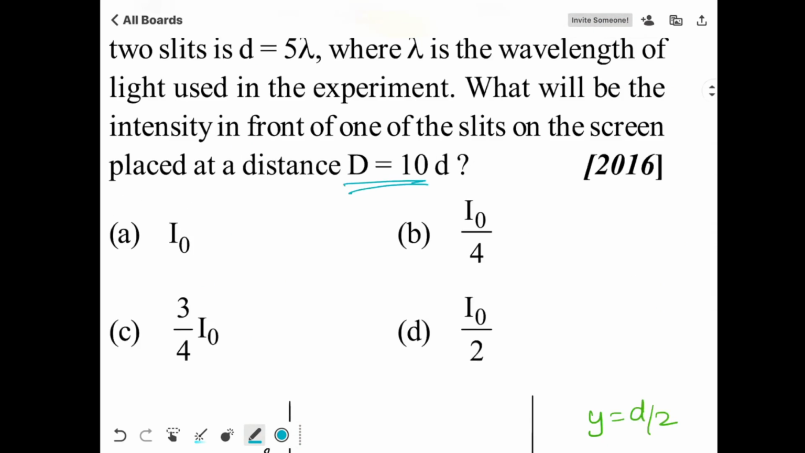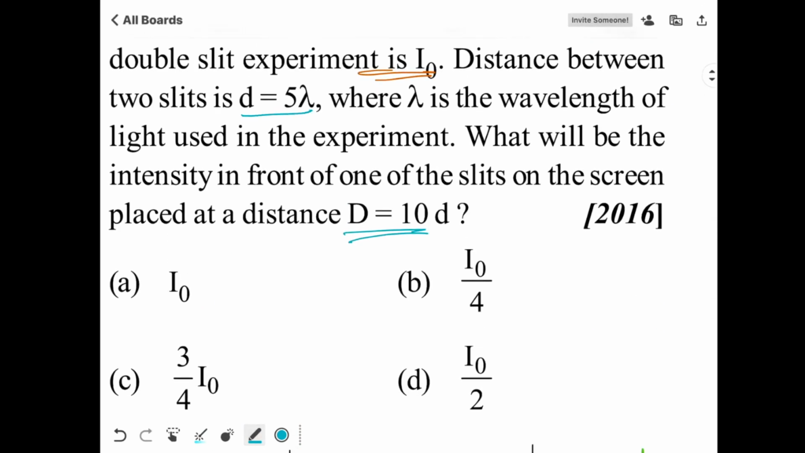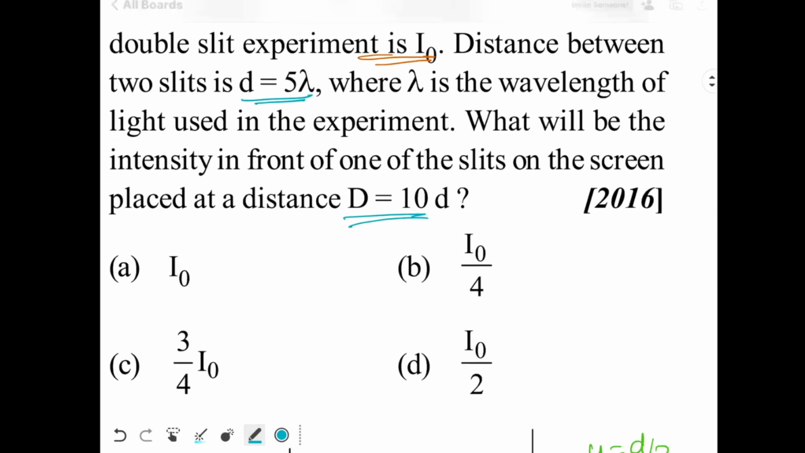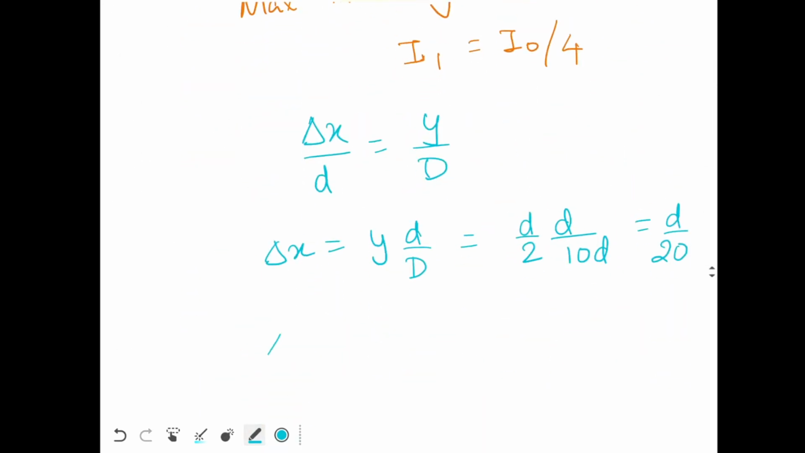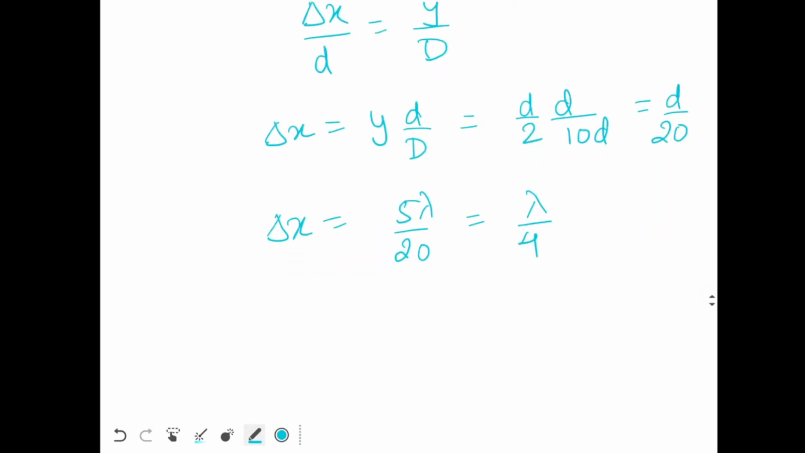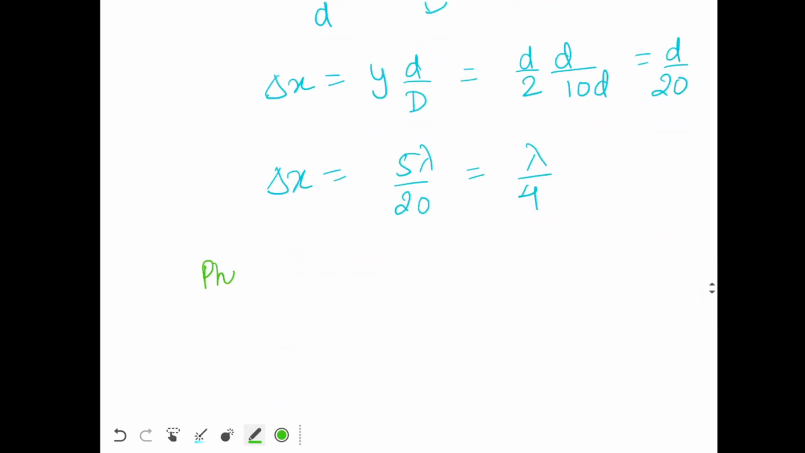Now, small d is 5 lambda. So path difference equal to 5 lambda by 20, that is equal to lambda by 4. So we can easily find the phase difference. So phase difference phi will be 2 pi by lambda into lambda by 4. So phi will be equal to pi by 2.